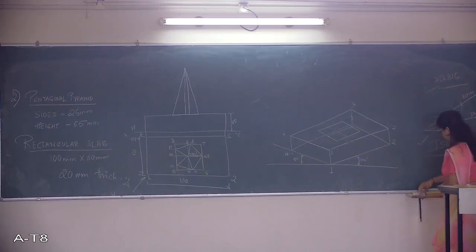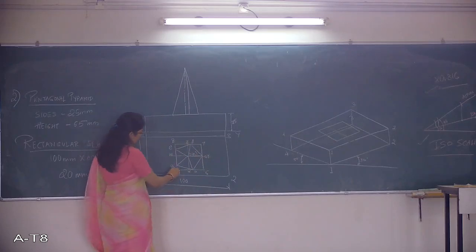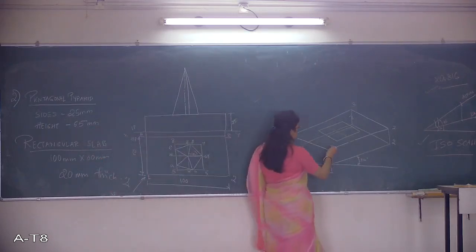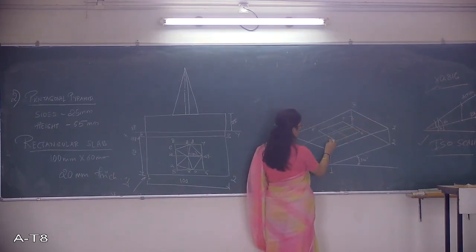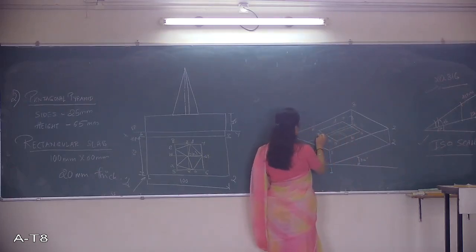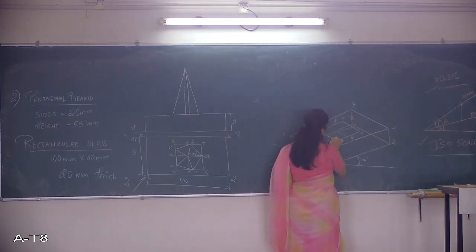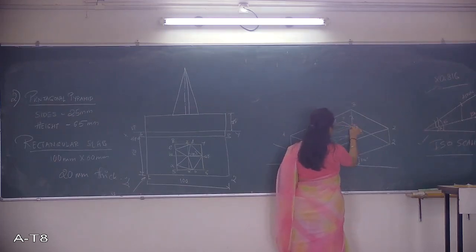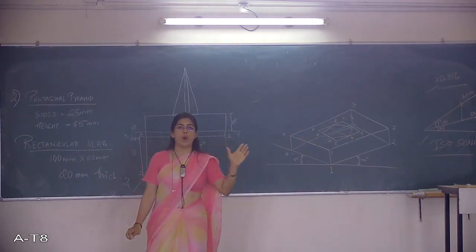Once you get the square for the bottom of this, the base of this pentagonal pyramid, then you start marking 5 to A. You go to the isoscale. Sorry, this is 5, 6, 7 and 8. From 5 to A, go to the isoscale, you will get A. Similarly, you measure B, C, D, and here you have E. Once you get all these points, you simply join them, A, B, C, D and E. So this is the pentagonal base of the pyramid.